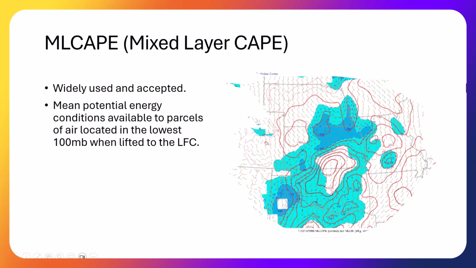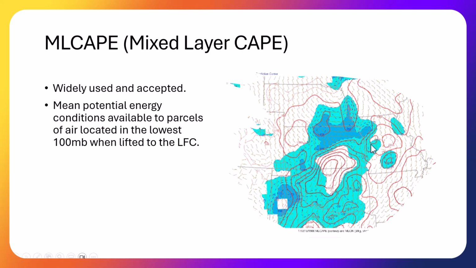But here's our mixed layer CAPE, and I'm just going to briefly go over these, just introduce you to these things. CAPE is very important. I wanted to spend quite a bit of time on that, but I'm going to go over these quickly. You could research these more if you'd like. This is mixed layer CAPE. It's widely used and widely accepted. It's the mean potential energy available to parcels of air located in the lowest 100 millibars when lifted to the level of free condensation.